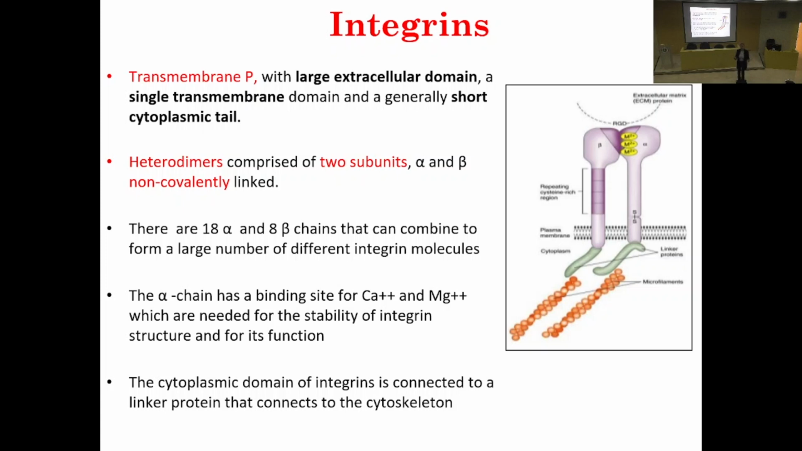For example, in the lymphocyte, the white blood cell, the beta 2 subunit is present only in the lymphocyte. You won't find beta 2 in any other types of cells. So sometimes you find some integrins which are really specific for one type of cell. Like the beta 2, it is only present on the leukocytes. You won't find it in other cells. So this is very important to know. All right.